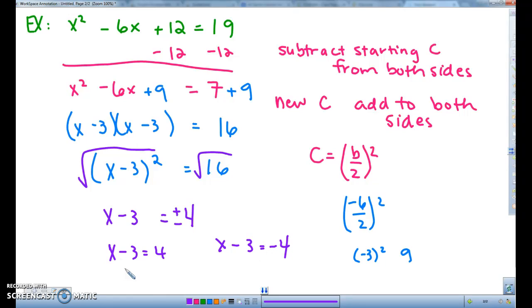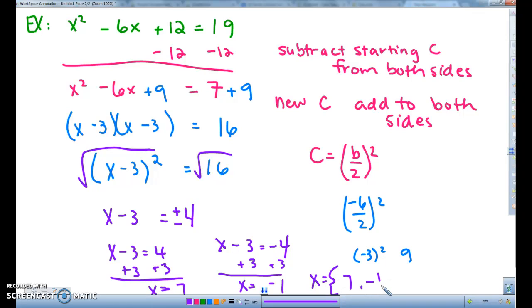Okay, and then I can solve by adding 3 to both sides. Over here, I'll get x equals 7. And over here, I'll get x equals negative 1. So that's my solution set, x equals 7, comma, negative 1. Okay?